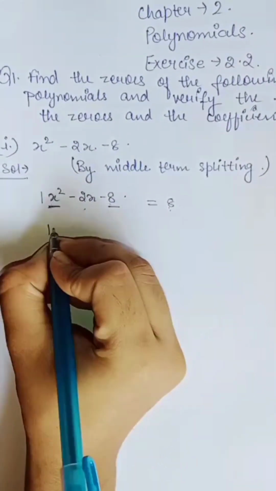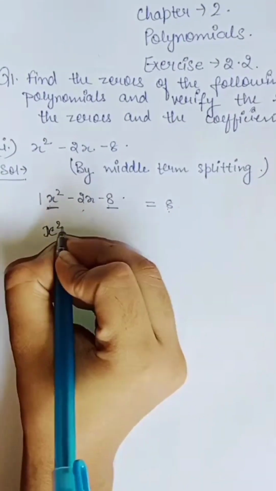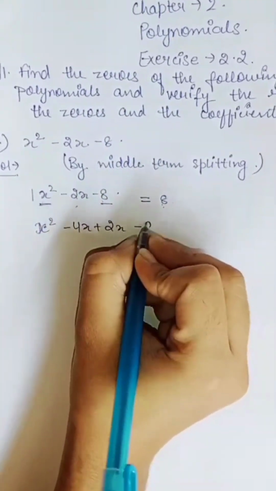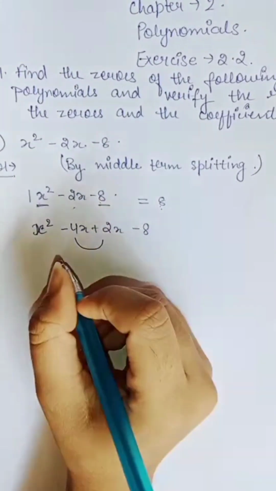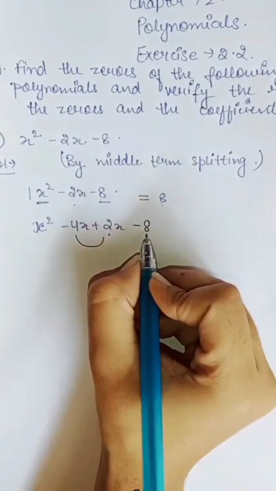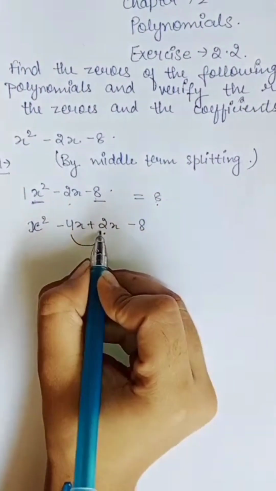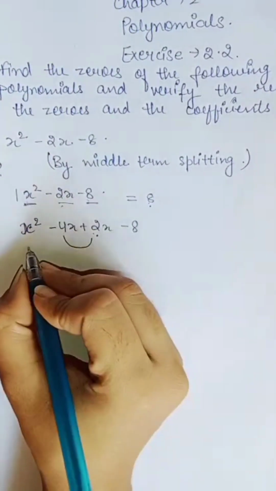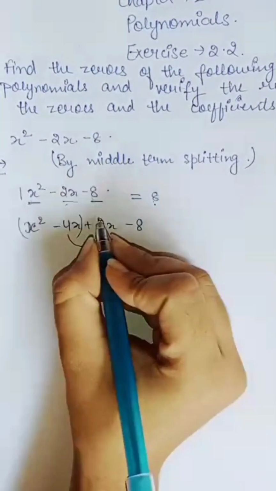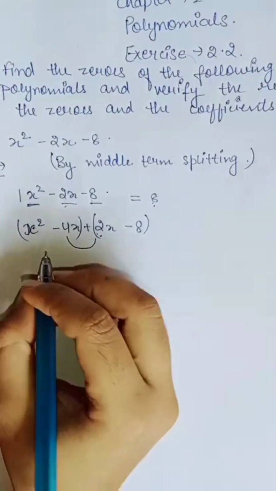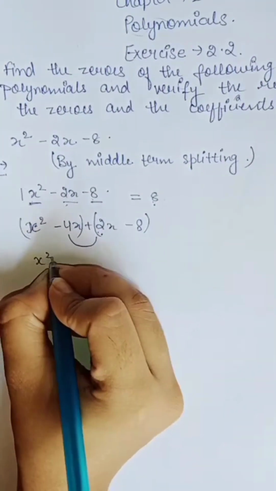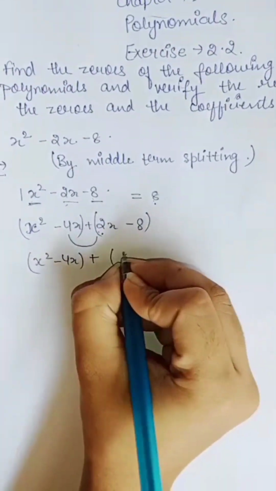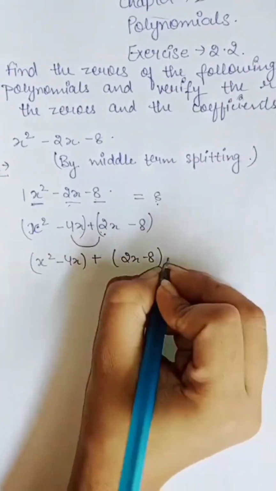So just write x square minus 4x plus 2x minus 8. When we multiply 4 by 2, it gives the answer 8, and when we subtract 2 from 4, it gives the answer 2. Now just take these two as common and these two as common. So just write it, x square minus 4x plus 2x minus 8.